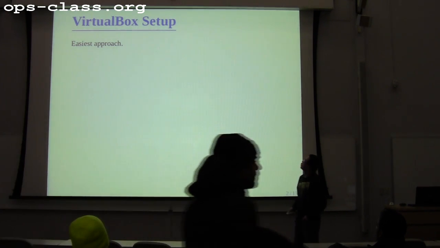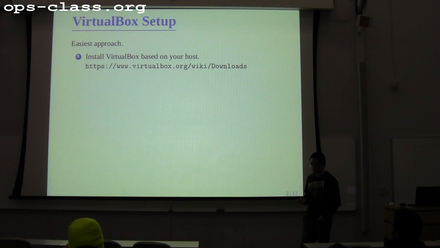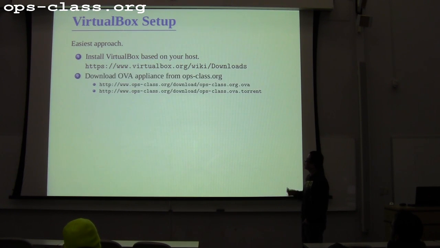And so, the VirtualBox stuff is basically the easiest way to do the experiment for this OS project. And first of all, you need to install VirtualBox, of course. So go to this page and download the VirtualBox for your host machine, either Windows, Mac, or Linux. And then download the OVA appliance from opsclass.org. Here are two links. The first link is a direct download link. So you click this, and your browser will download this OVA file to your local machine.